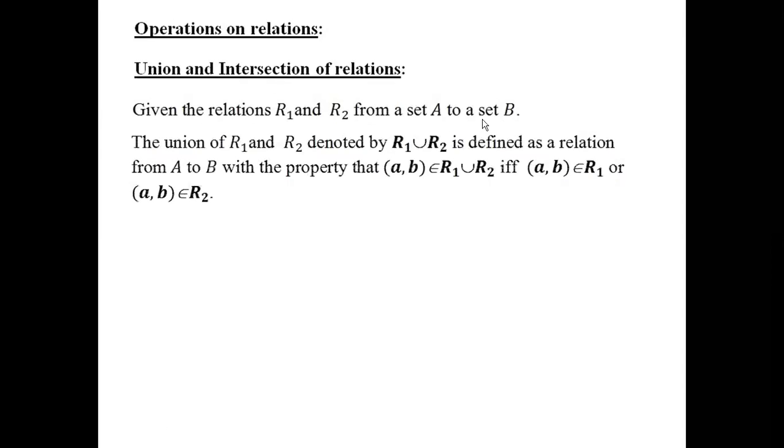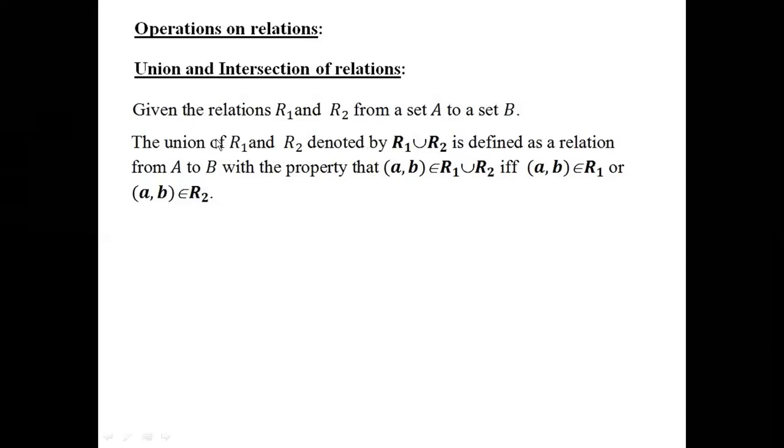Union and intersection of relations are the operations that we learn here. Given the relations R1 and R2 from a set A to a set B, the union of R1 and R2, usually denoted by R1 union R2, is defined as a relation from A to B with the property that (a, b) belongs to R1 union R2 if and only if (a, b) belongs to R1 or (a, b) belongs to R2.